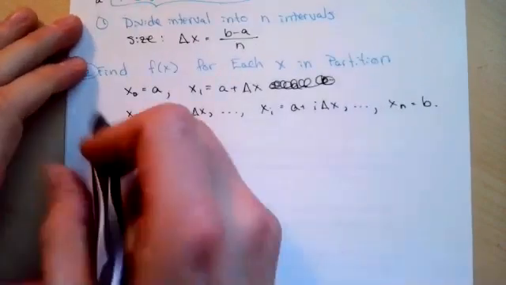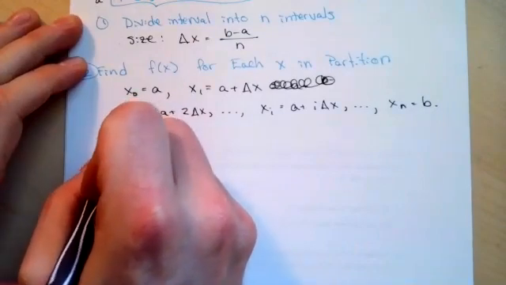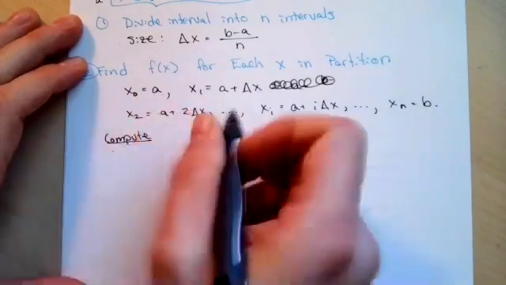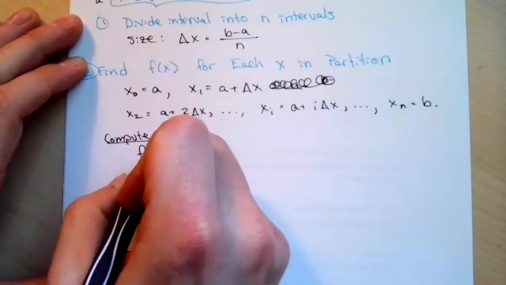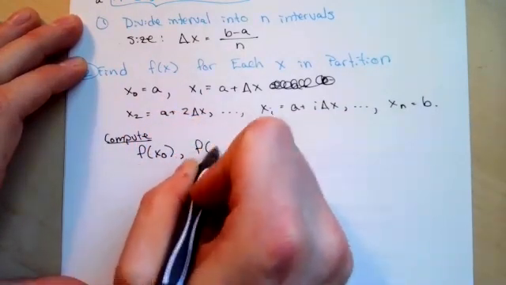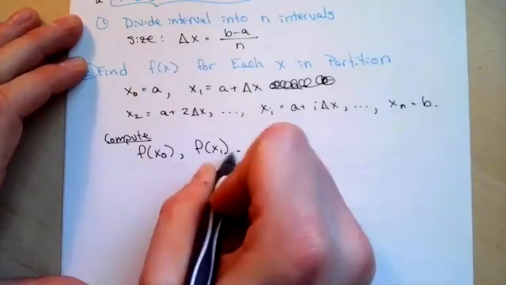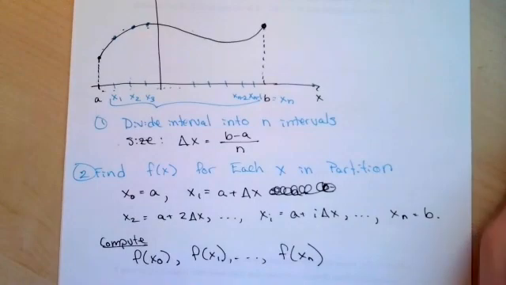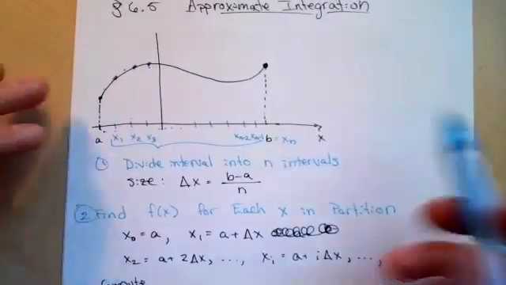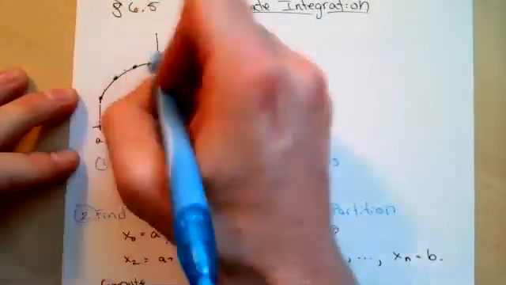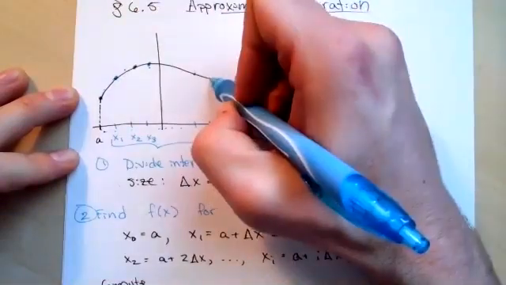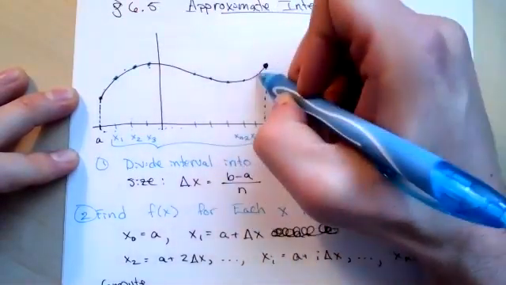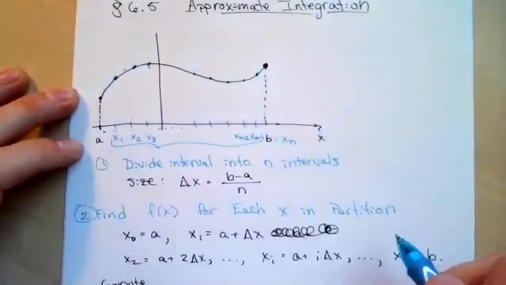And so then the other one we want to compute is our f values. So we're going to compute f of x0, f of x1, all the way up to f of xn. So this is kind of the algorithm, the process. Pictorially, geometrically, what we're doing, we're finding this value, this value, this value. All these values are the f values at the corresponding x values.